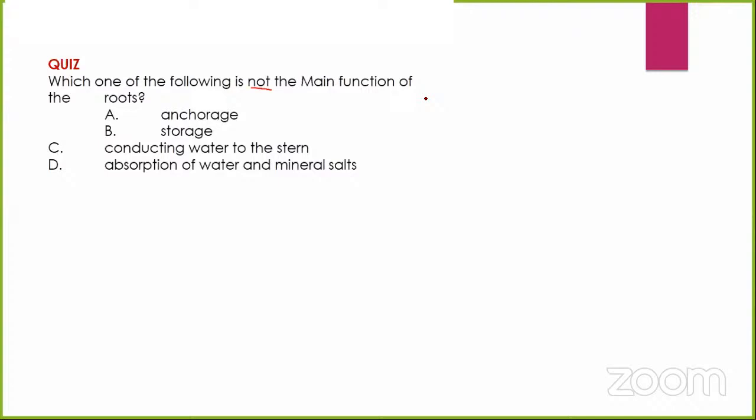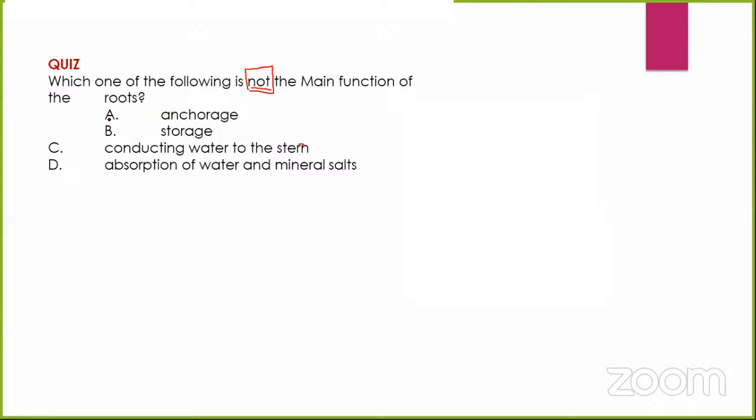Now, Amani says A. Which one of the following is not the main? So Amani says A, anchorage. And then Cool James says B, storage. And then C, that is conducting water to the stem. Then Kamaliza says D, that is absorption of water. When you look at this question, analyze, there is this word not. They're saying which one of the following is not the main. It could be a function, but it is not a major. It's not one of the main functions.